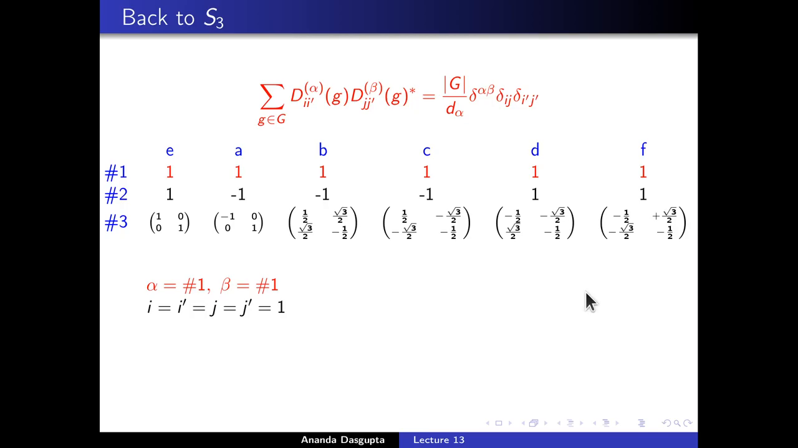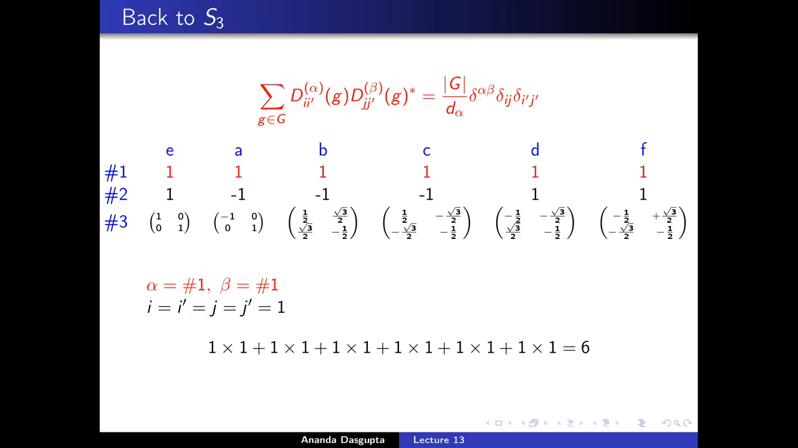And what this relation now says is that if you multiplied each such number by itself and added the result together, what you are going to get is mod g, which is 6, divided by the dimensionality of the representation, which is 1. All the delta alpha beta, delta ij, delta i prime j prime factors here will of course be 1. So you expect to get 6, which of course is a trivial result, because what you are getting is 1 times 1 plus 1 times 1 plus 1 times 1, 6 times. When added together, it gives you 6.